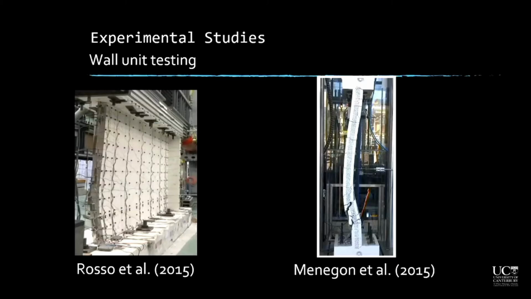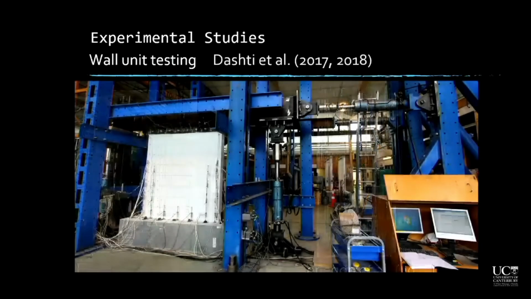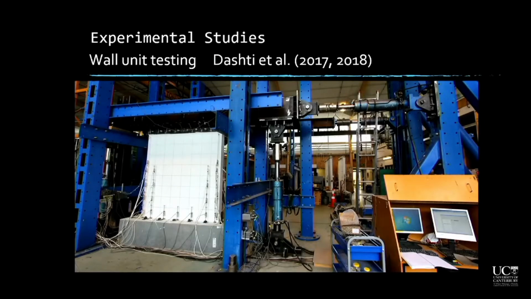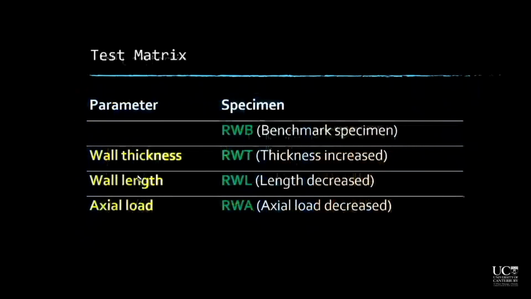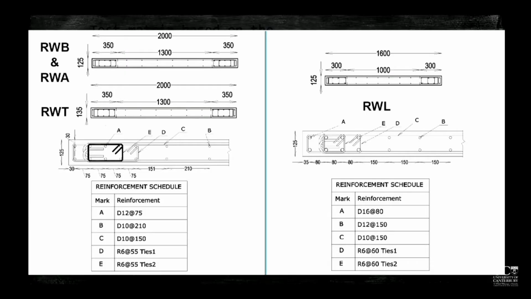So in terms of wall unit testing, some experiments have been done in Switzerland and Australia. And here at Canterbury, we tested several wall specimens under lateral load as well as axial load and bending, which was applied using these actuators at the top of the specimen. The parameters considered in our test matrix included thickness, length, and axial load. And the wall cross sections were like this.